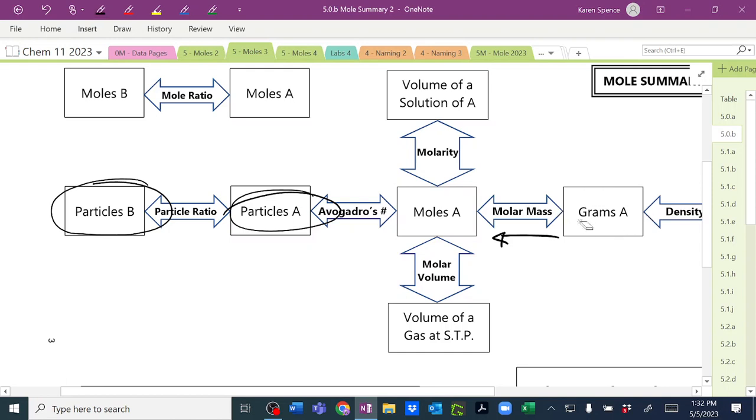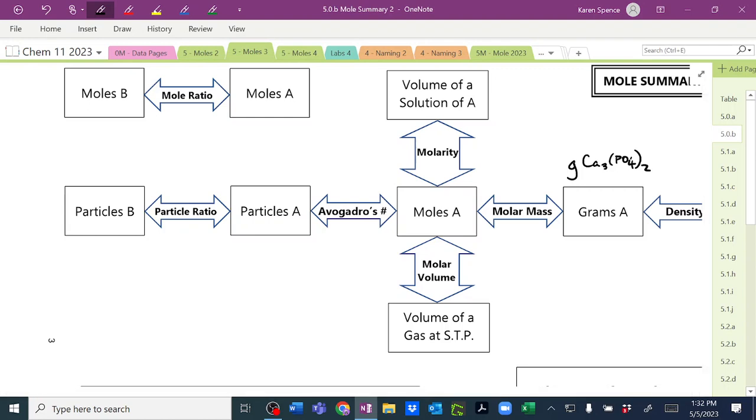So you could actually say, if I gave you grams of Ca3(PO4)2, I'm not going to put the rest of the formula because it's really irritating me at this point in my life, I could ask you for how many phosphate ions, because particle B is the phosphate ions, particle A is the calcium phosphate. So you could go from grams to moles using the molar mass, from moles to particles using Avogadro's number, and from particles of A to particles of B using the particle ratio.